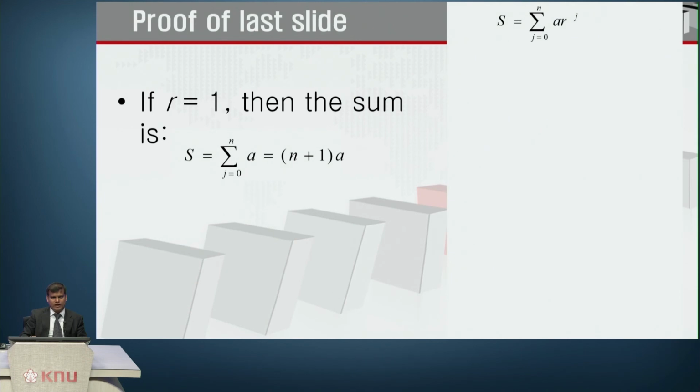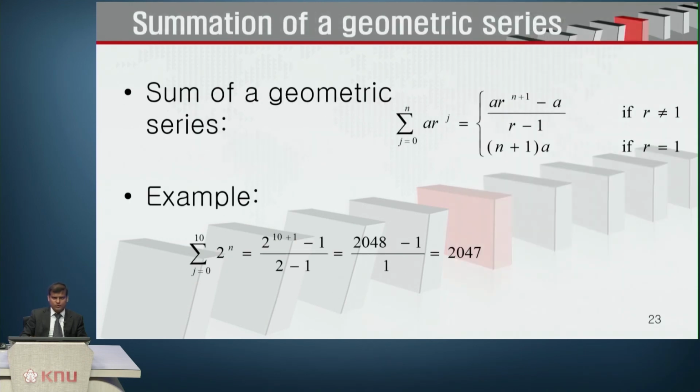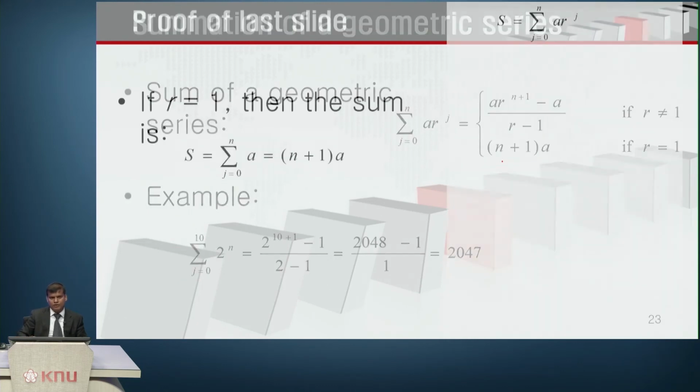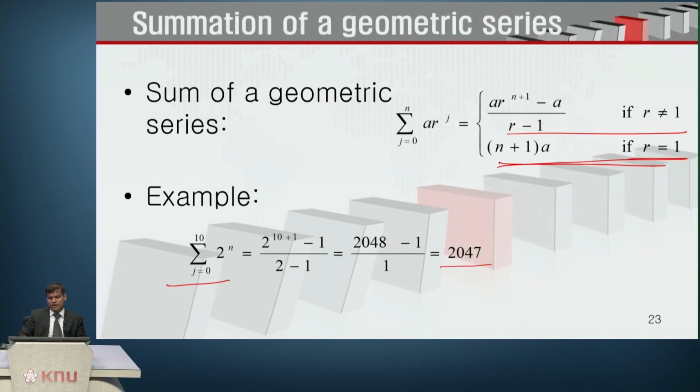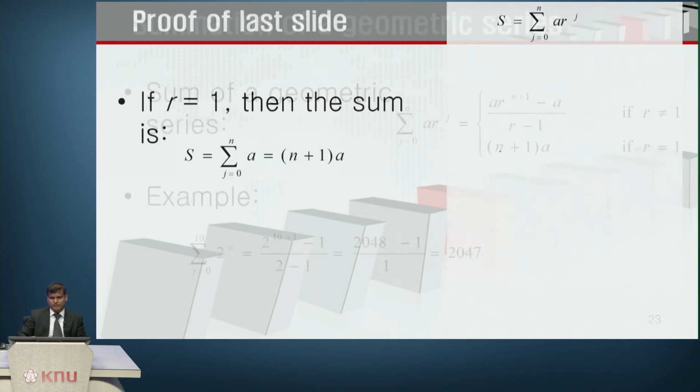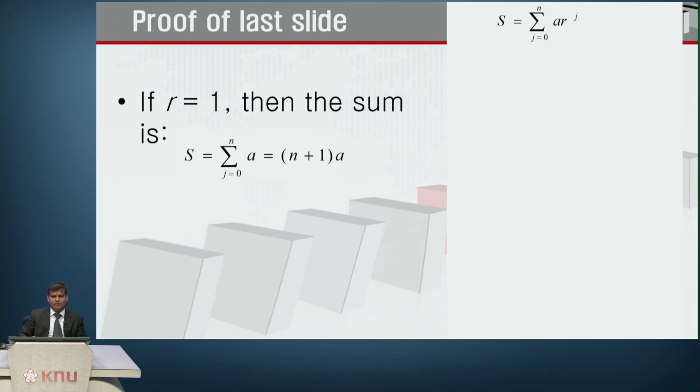Let's see how to have a proof. If r is 1, you are going to use this form. So if r is 1, then the summation S equals the summation of j equals 0 to n of a, which equals n plus 1 times a. So that's what is given: n plus 1 times a.